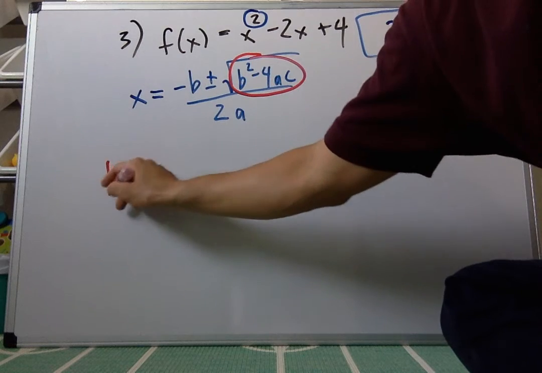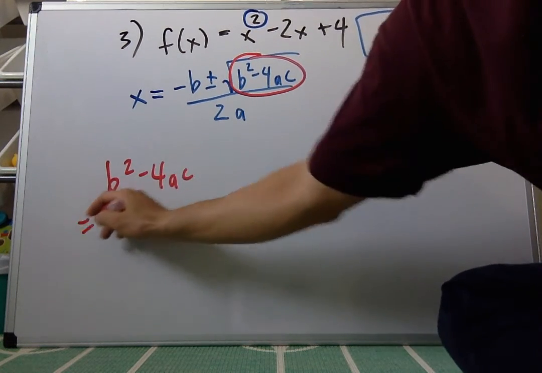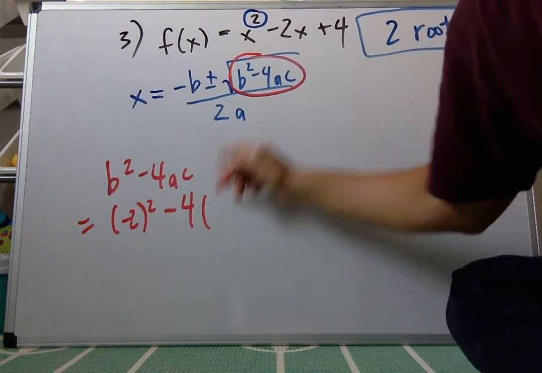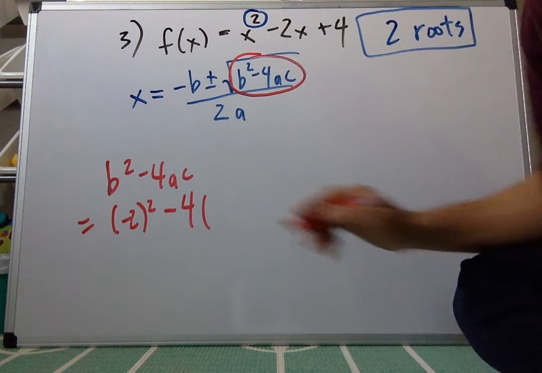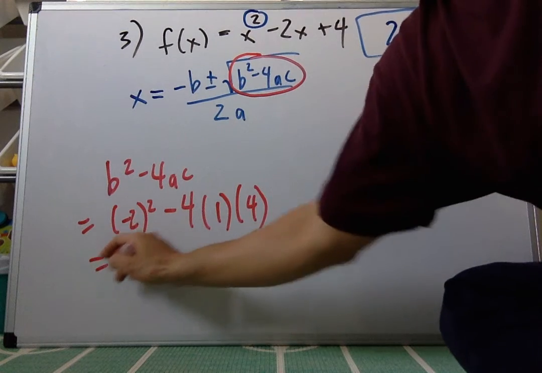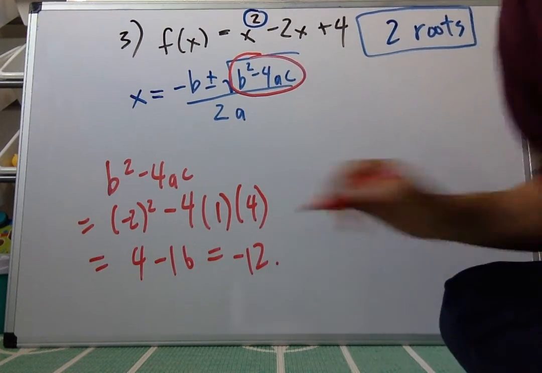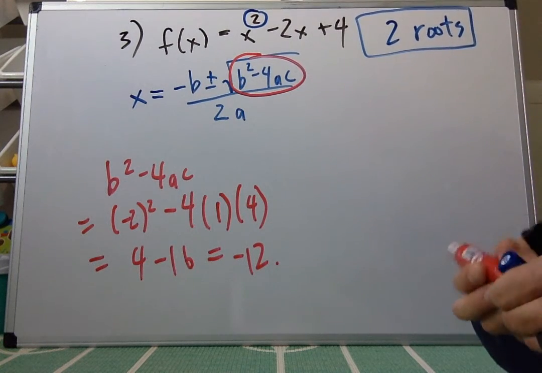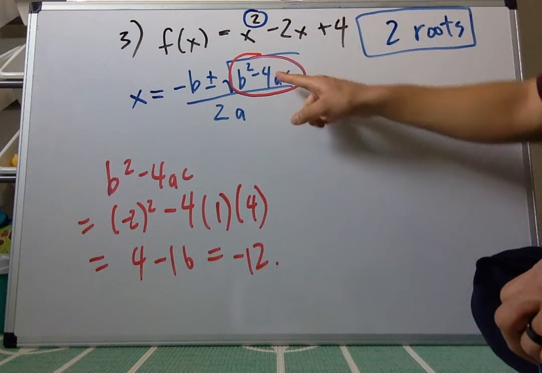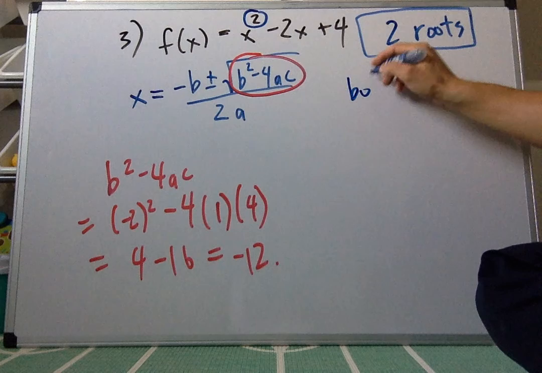So let's look. b squared minus 4ac. In our case, that's equal to, let's see, negative 2 is b, square that, minus 4 times a, which is 1, the coefficient of x squared, times c, which is 4. So that's equal to 4 minus 16, which is negative 12. All right, so I have negative 12. That's a negative number. All I care is that it's negative. Negative means it's going to make this imaginary. So my roots are going to be complex roots.